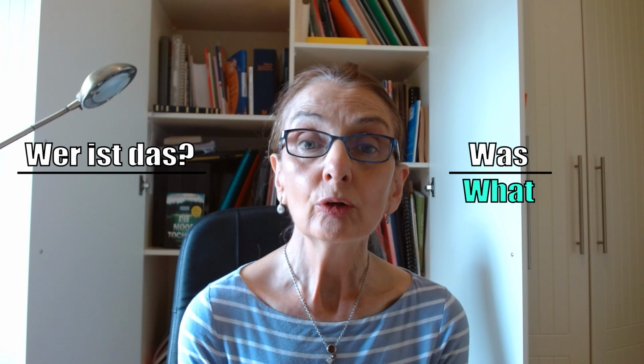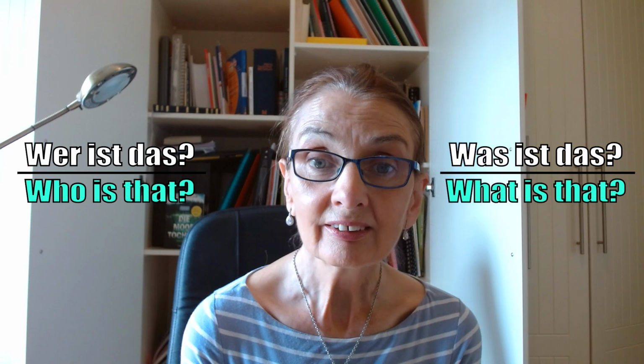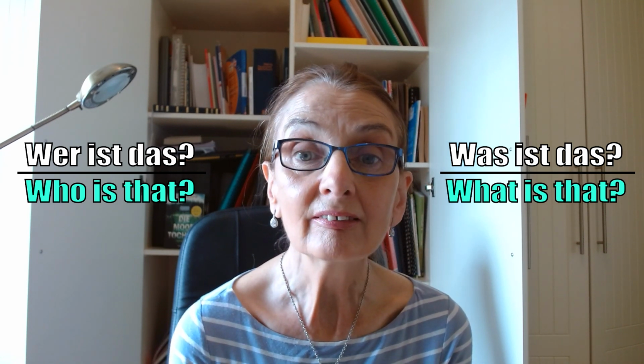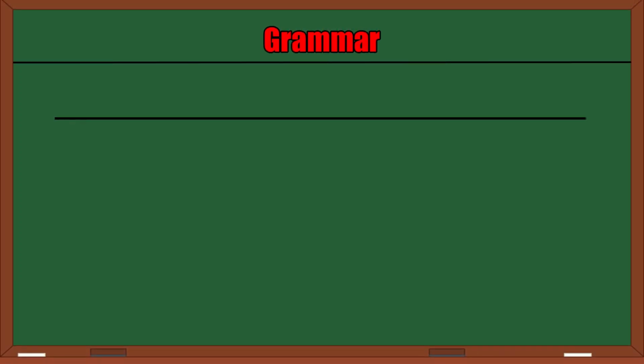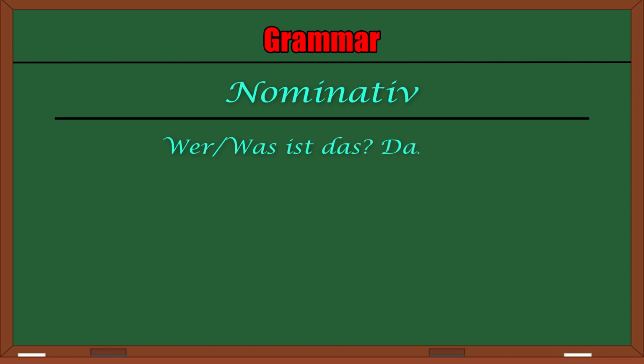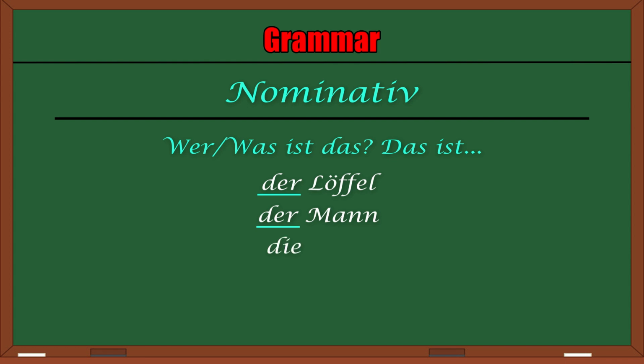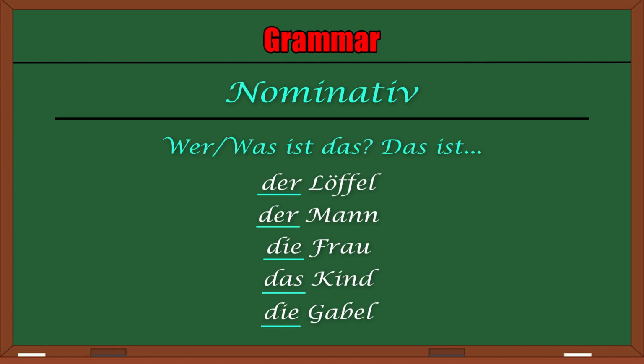So, wer ist das? Who is that? Das ist der Mann. That's the man. Was ist das? What is that? Das ist der Löffel. That is the spoon. Wer ist das? Was ist das? And the answer to that is always going to be in the nominative case. So, der Löffel, der Mann, die Frau, das Kind, die Gabel. They're all nouns, and you have them with the. Der, die, and das. Remember, in the end, there are 4 words to mean the: der, die, and das in the singular, and die in the plural, and they're all the.